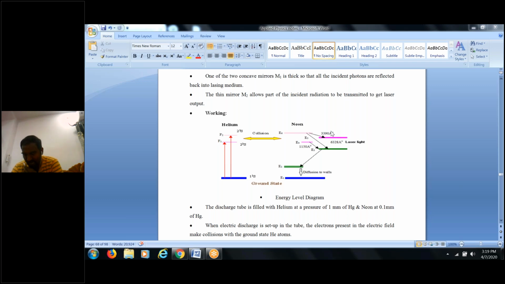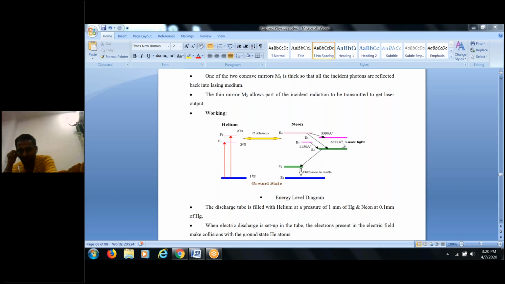Visible range starts from 4000 angstrom units and extends up to 8500 angstrom units. Therefore, any light which is present between 4000 angstrom units and 8500 angstrom units will be called visible light. But observe this one, 3390, not in the range. That's why this is not a laser light. Observe 1150, again, this is not in the range of 4000 to 8500 angstrom units. That's why this is not a laser light. Only the light corresponding to a wavelength of 6328 angstrom units will be present in the visible range of 4000 to 8500 angstrom units. Therefore, only that light can be seen. That is the red light wavelength. Therefore, 6328 angstrom units is the well-known laser light wavelength.